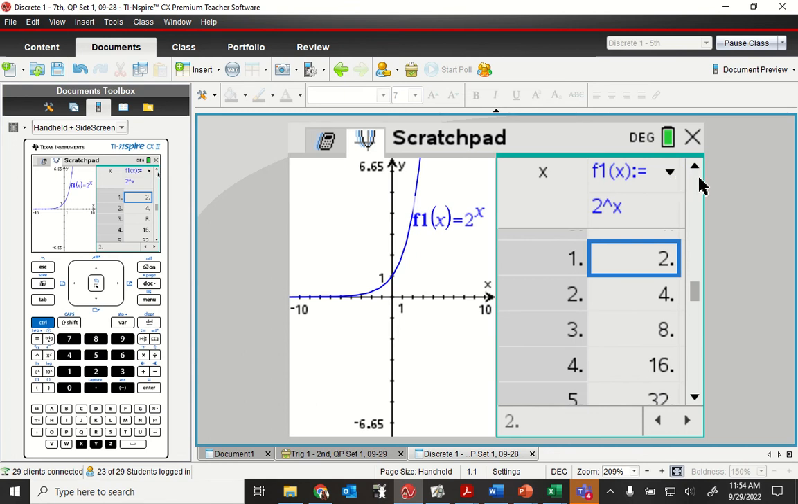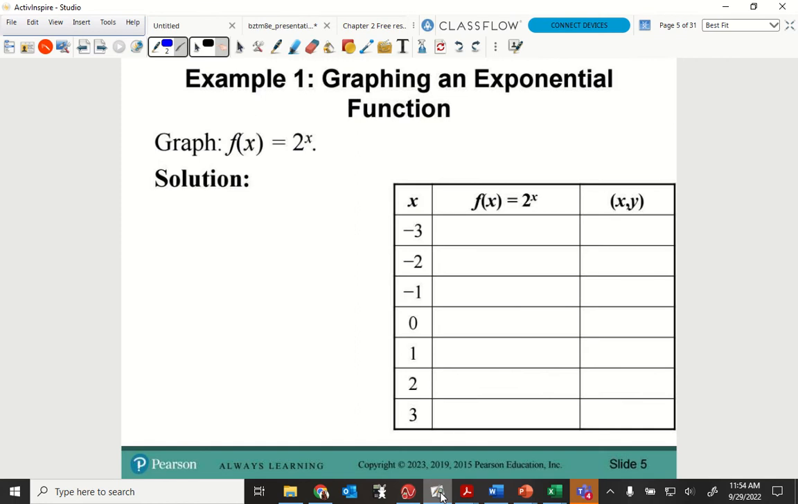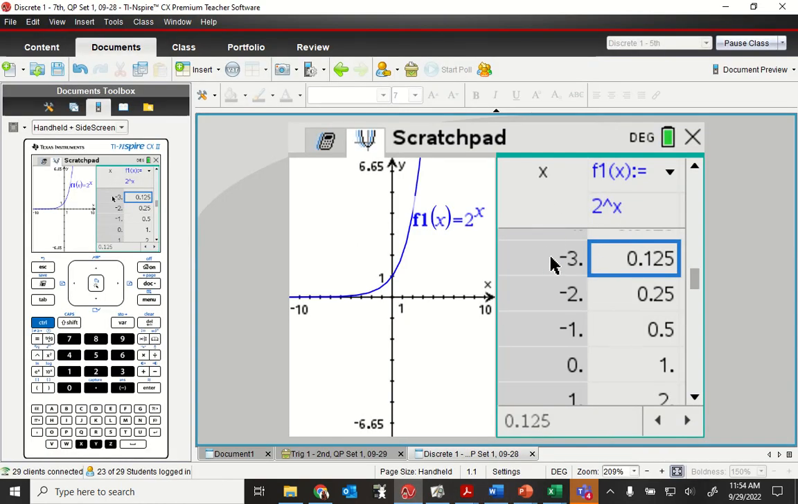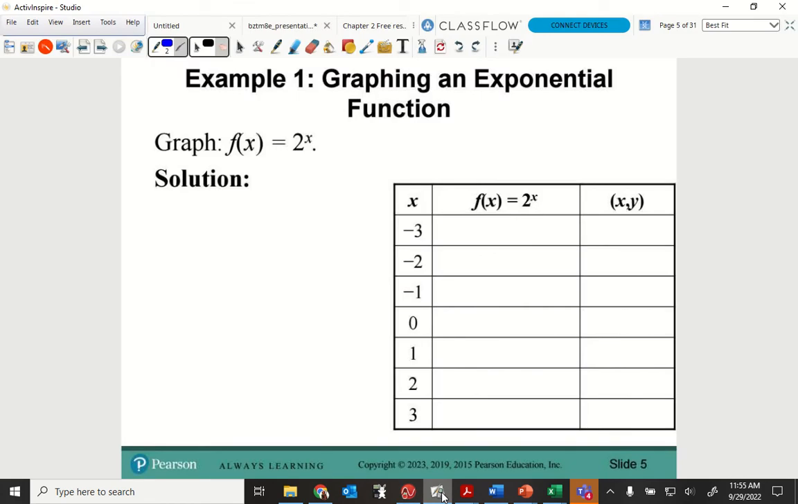Now that you see the table here, it already gives you x values. So I'm going to arrow up a little bit. And if you look at my notes, what x value should I see? I should start at negative 3. So on the calculator, my x value is negative 3. Everything's filled in. All I have to do is write down these numbers. So what do you think you're going to do right now? Write down those numbers. It's almost like I said that when we were doing 7.1.